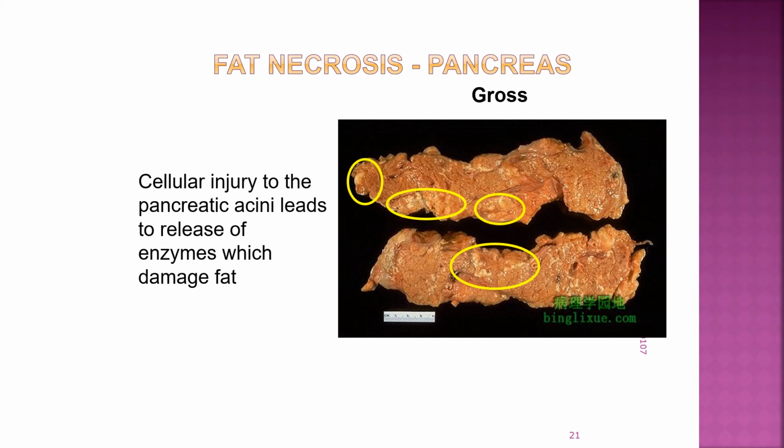Look at this picture. The patient had acute pancreatitis, which causes the lipase enzyme from the pancreas to leak into the surrounding tissue. The fatty acid released by the fat digestion binds with calcium and other minerals to form soap, which can be seen as the white areas over the pancreas.